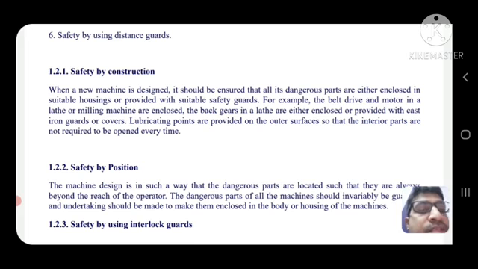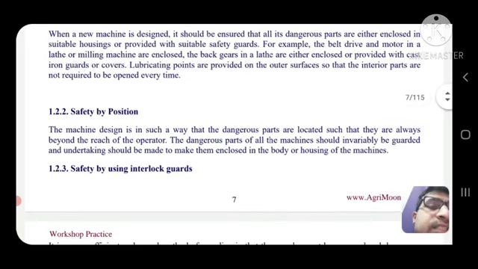Safety by position. The machine is designed in such a way that the dangerous parts are located such that they are always beyond the reach of the operator. The dangerous parts of all machines should invariably be guarded, and an attempt should be made to make them enclosed in the body or housing of the machines.